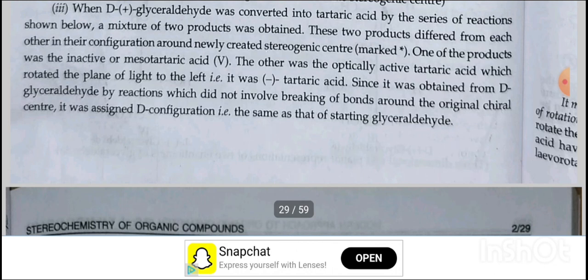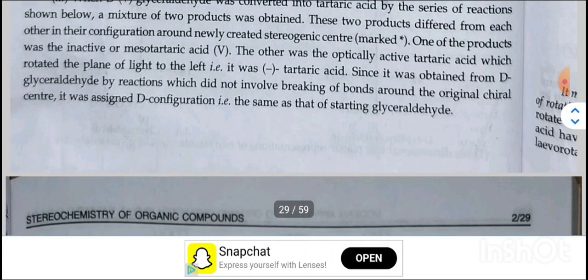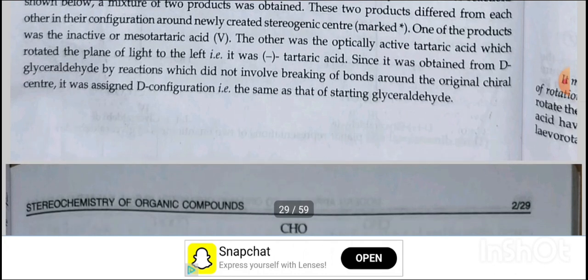Since it was obtained from D-glyceraldehyde by reactions which do not involve breaking of bonds around the original chiral center, it was assigned the D configuration, the same as that of the starting glyceraldehyde.